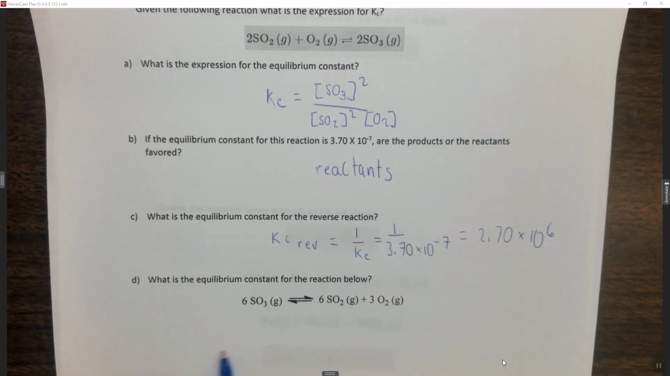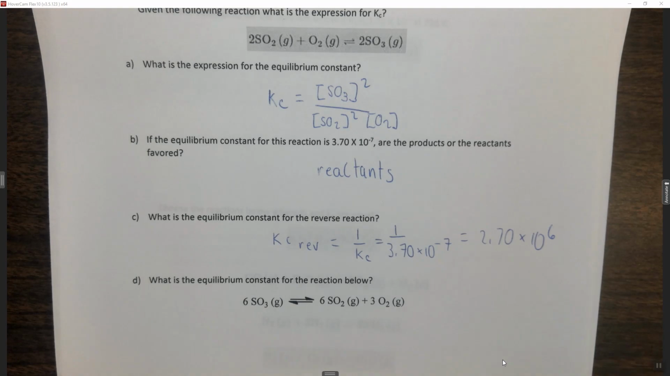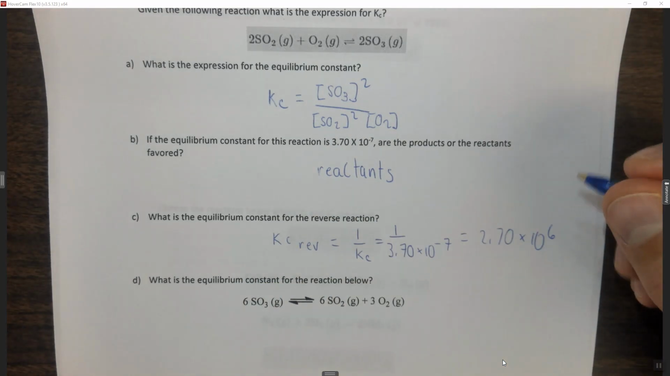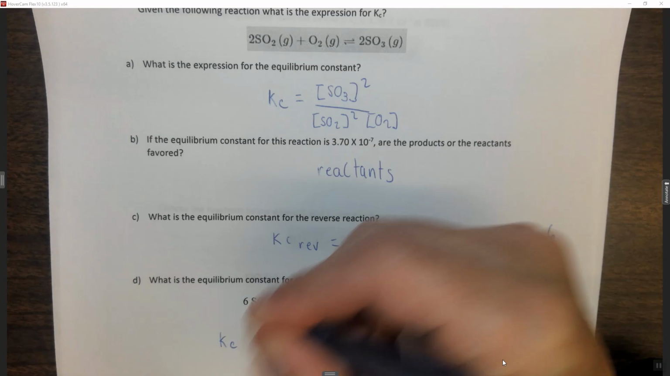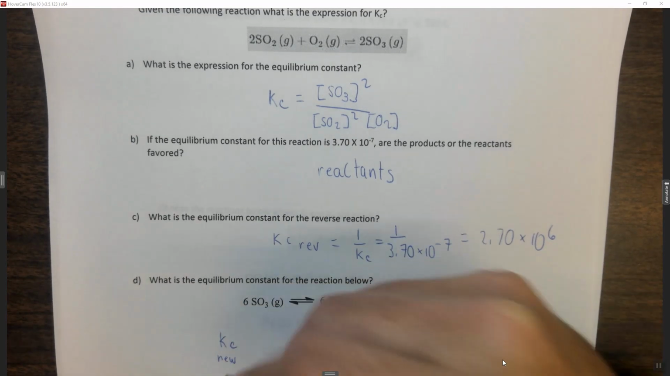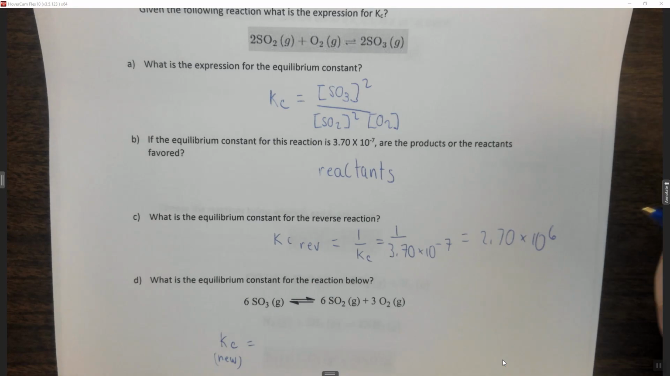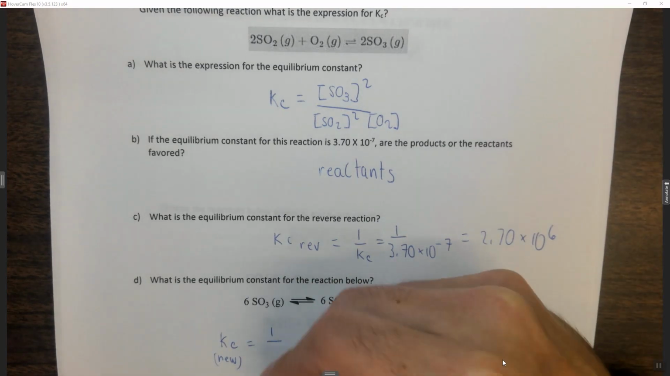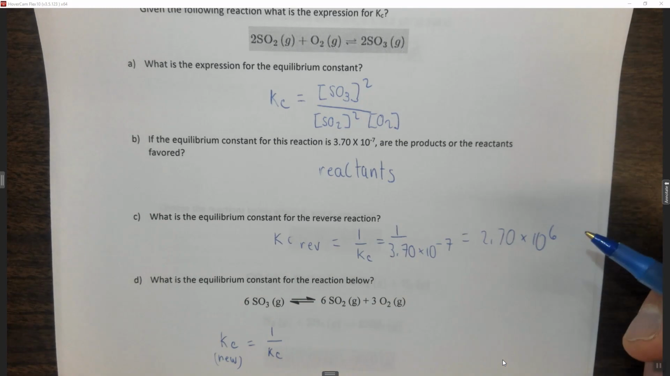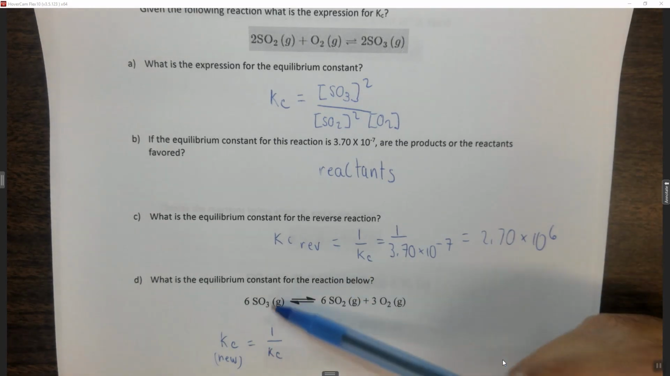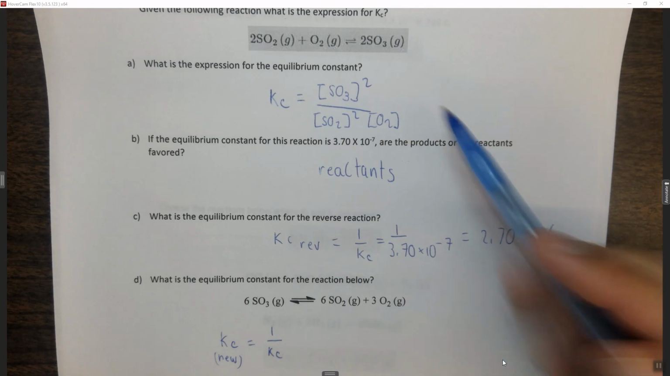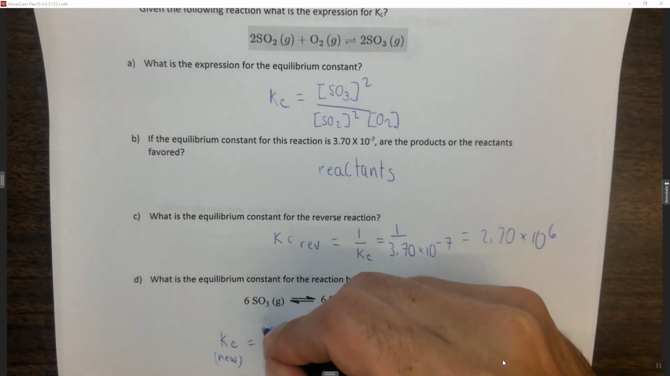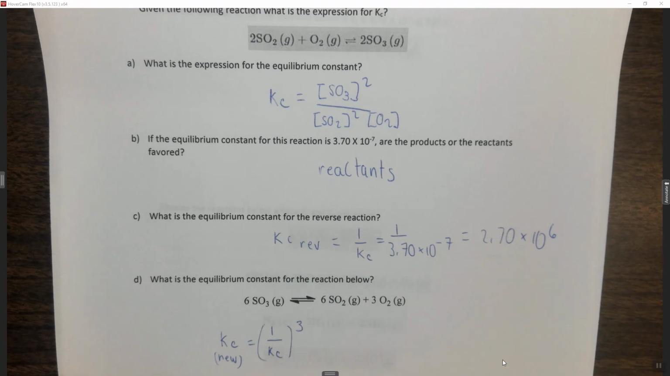So what did we do with this reaction? We reversed and tripled it. So we have the Kc of the reverse and the triple. So in this case, the Kc of the new reaction is going to be equal to 1 over the Kc of the original reaction. Why? Because we reversed it, just like we did in the previous case. SO3 is now the reactant instead of the product. But we also tripled it, so we need to take that and we need to cube it.